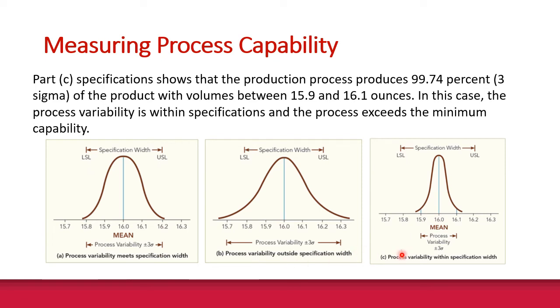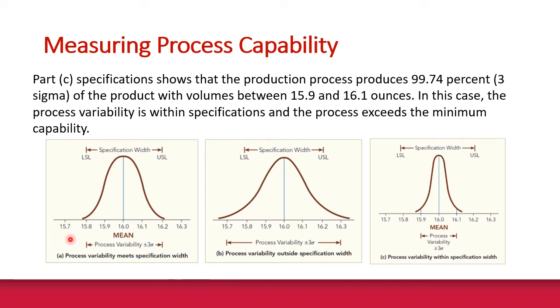So finally, let's take a look at part C. Here in part C, we can clearly see that the histogram of our process falls completely within the specification limits. This chart is at plus 3 sigma and minus 3 sigma from our target, which is 16 ounces. And 99.74% of the product falls well within the specification limit. So obviously part C here is better than any of these as far as a process capability analysis.